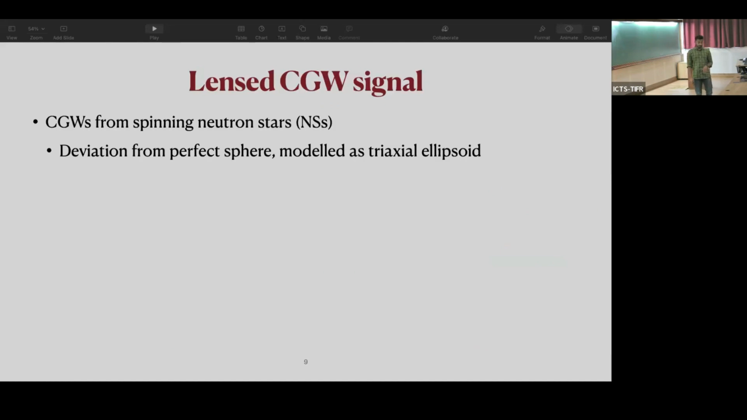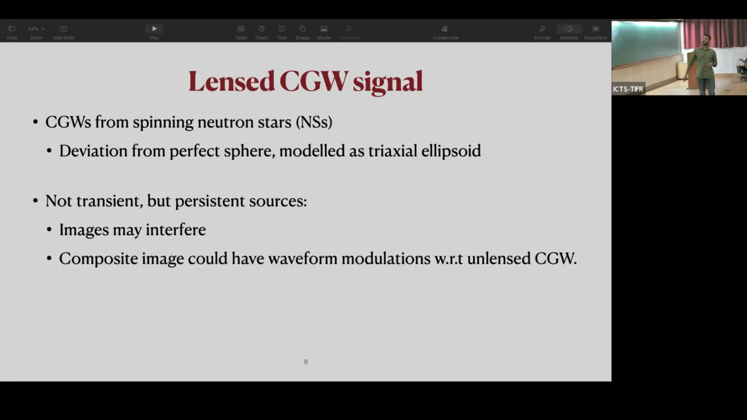So before we answer that, let's look at the signal. How does the signal look? Continuous gravitational waves come from spinning neutron stars that have deviations from perfect spheres, which we model as a triaxial ellipsoid. Basically, the three moments of inertia are different, and that helps us define the ellipticity. They're not transient but persistent sources.